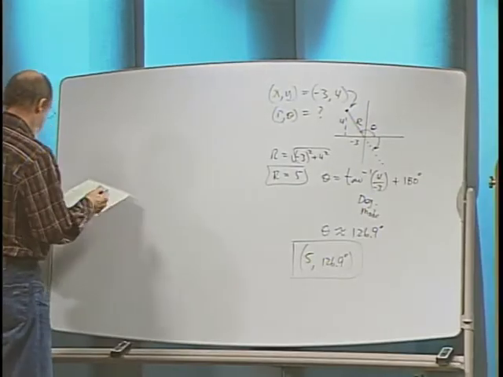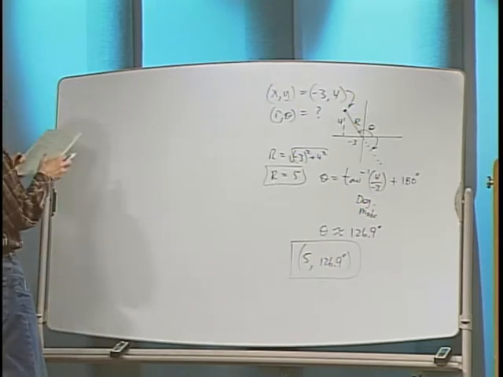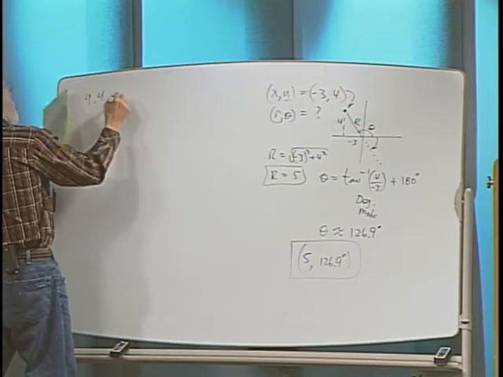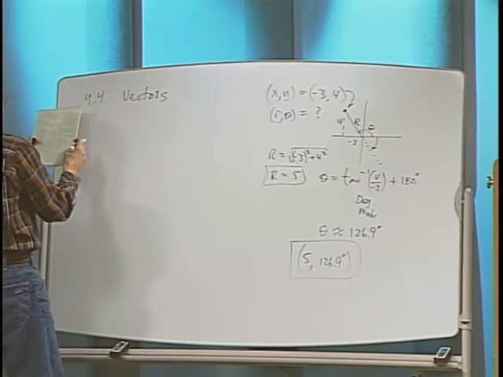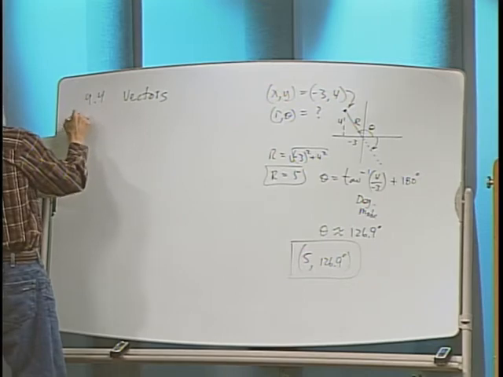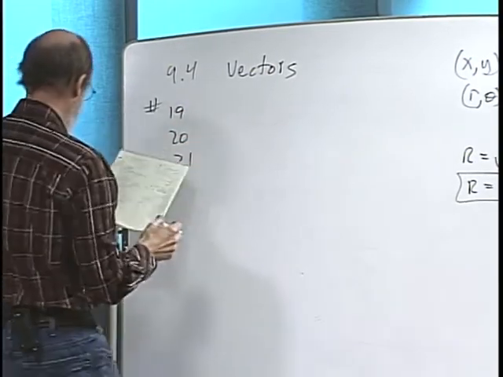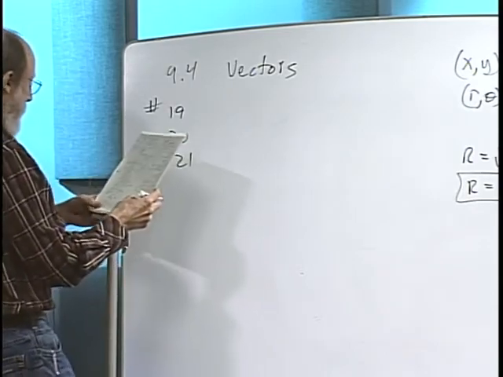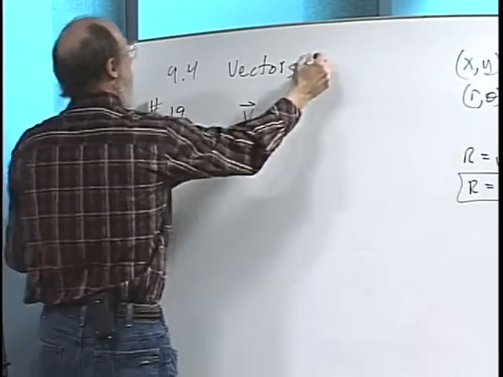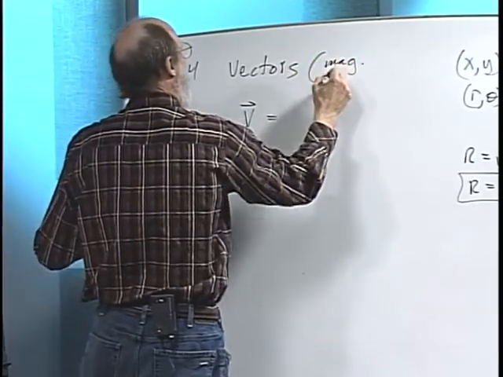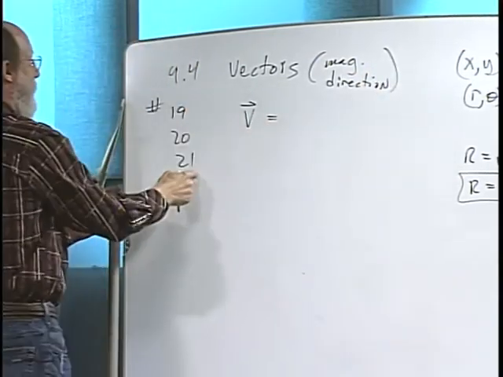Let's briefly look at vectors. In 9.4 is vectors, and these would be recording numbers 19, 20, and 21. Part of 21, I believe. And so here's the idea. A vector has to have both magnitude and direction associated with it. More detail on these three recordings.